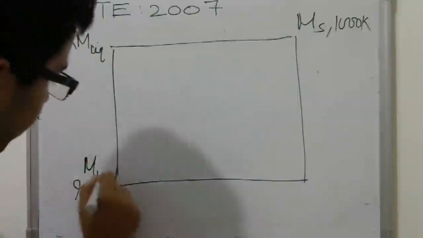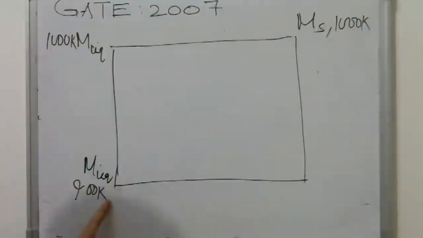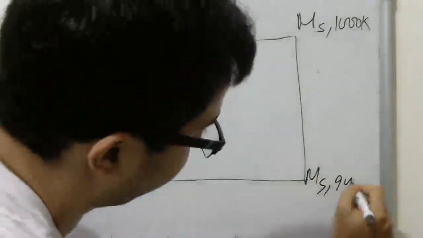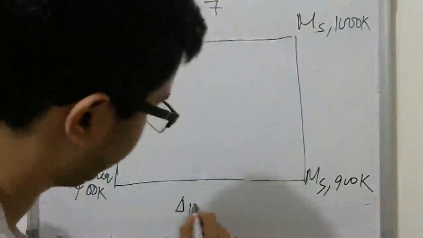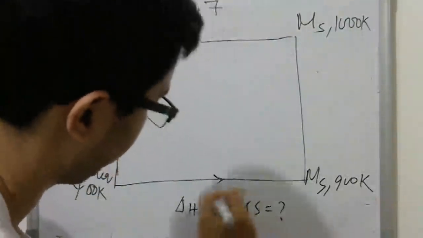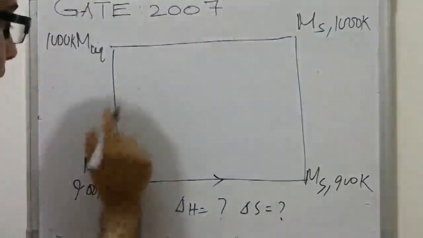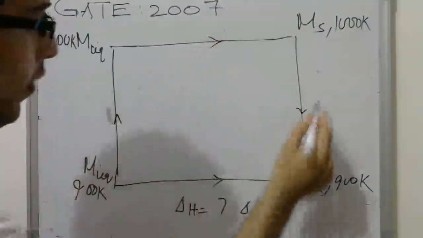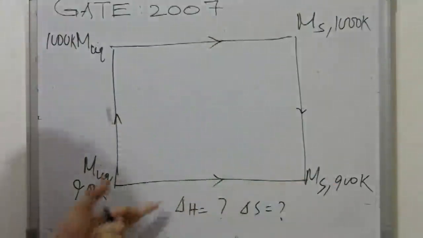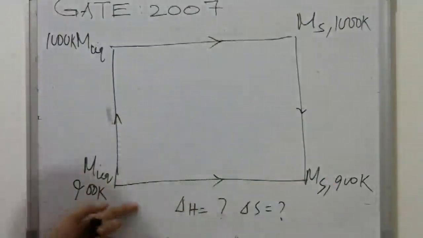So it is M liquid at 900 K, right? And now you have been asked that this liquid is transformed to M solid at 900 K. So what is the delta H and what is the delta S for this process? Now see, you have no data for 900 K because the transformation doesn't occur at 900 K under normal temperature and pressure and under normal circumstances.